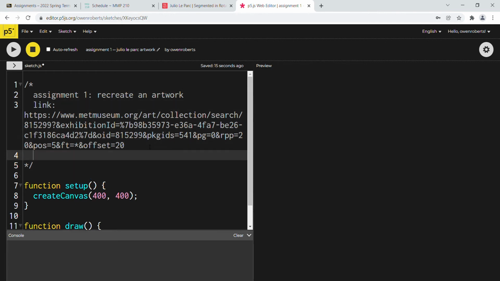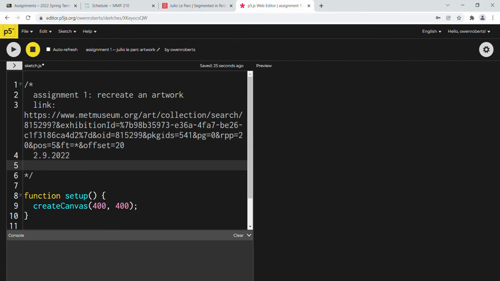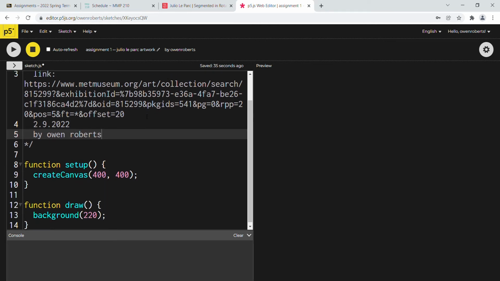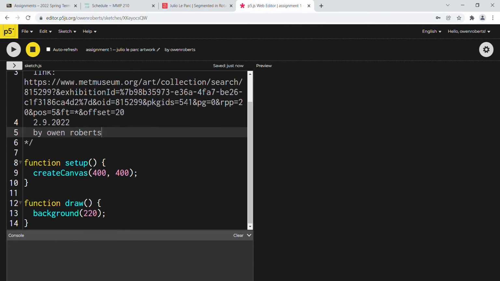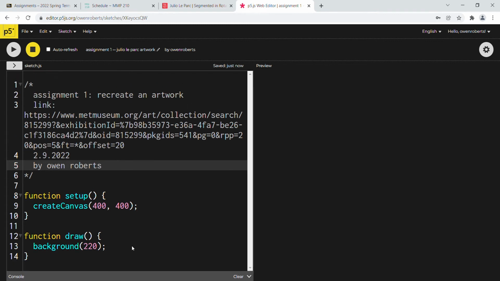And that's good. I can put the date if I want to remember when I made it. That might be useful. If you are going to share it with other people, you could put your name on it. So I could say by Owen Roberts. So that's probably enough information. I can add more info there if I need to explain other stuff. So then I'm going to get started. I'm going to close this console a little bit.